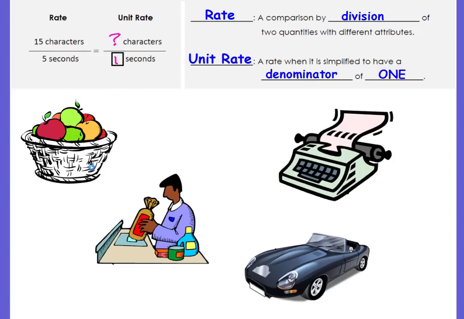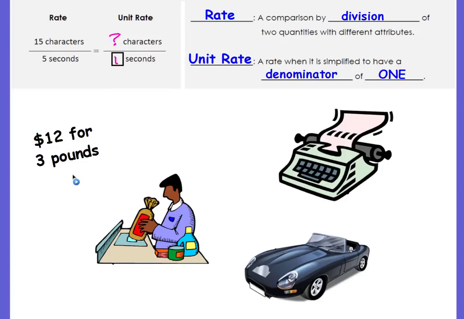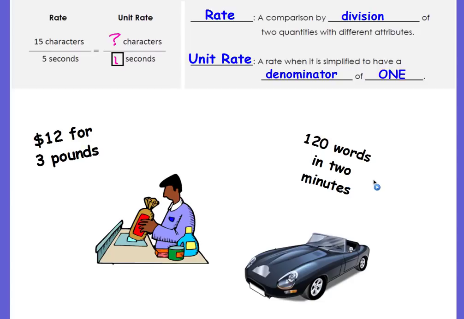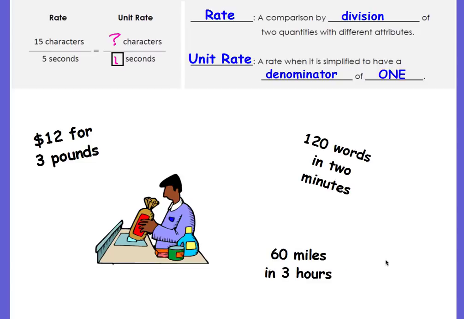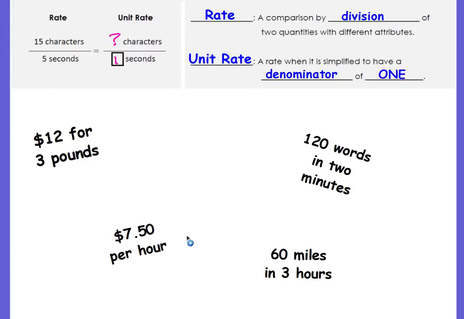And here are some examples of rates. Example would be $12 for 3 pounds of fruit, typing 120 words in 2 minutes, driving along at 60 miles in 3 hours, or working and earning $7.50 per hour. There's a per hour, per one. This would be the unit rate.